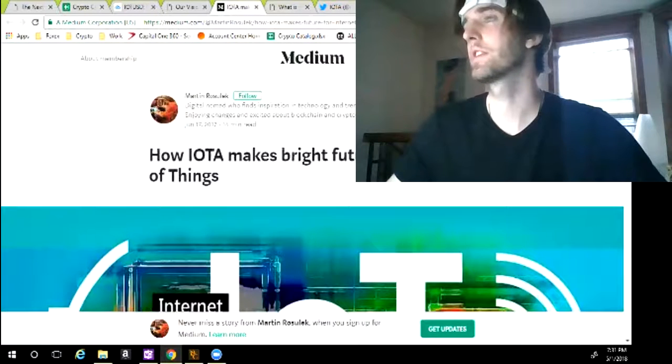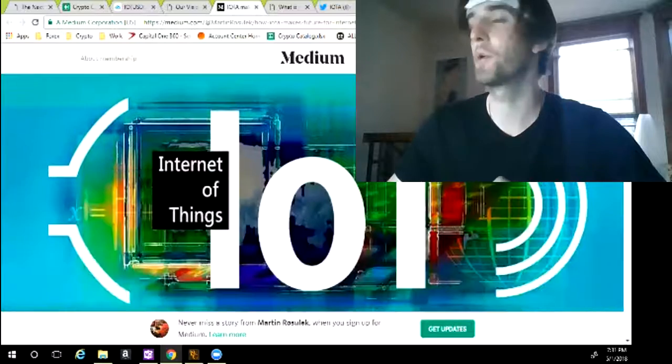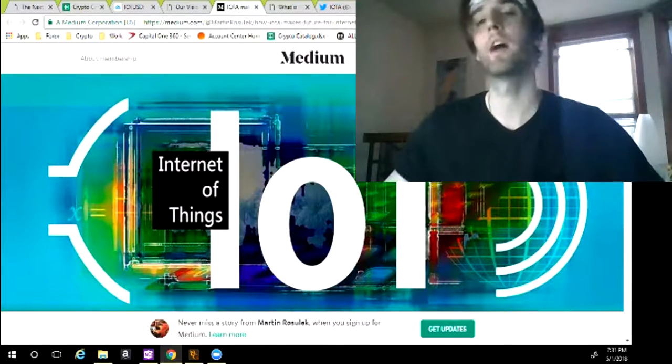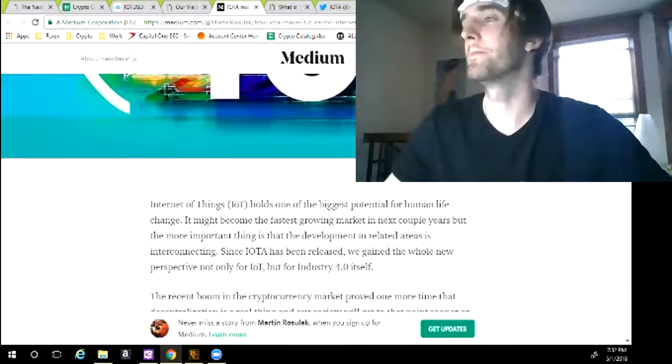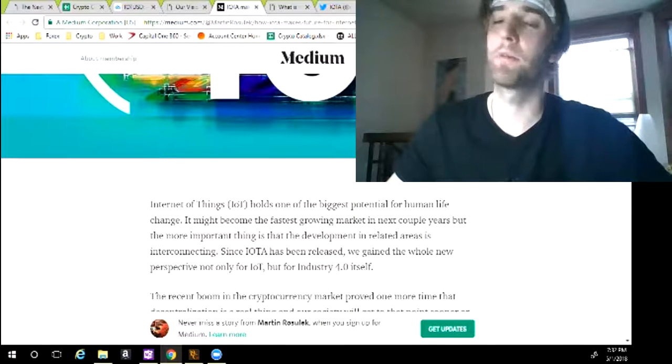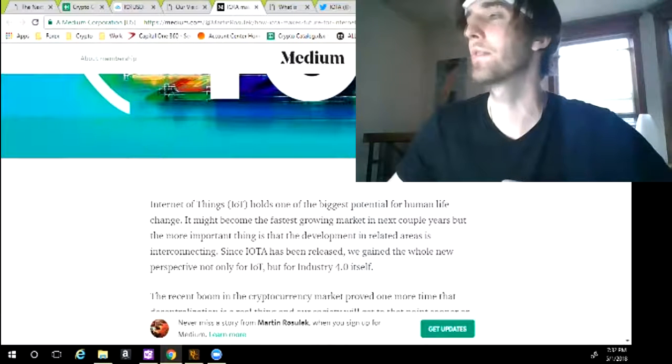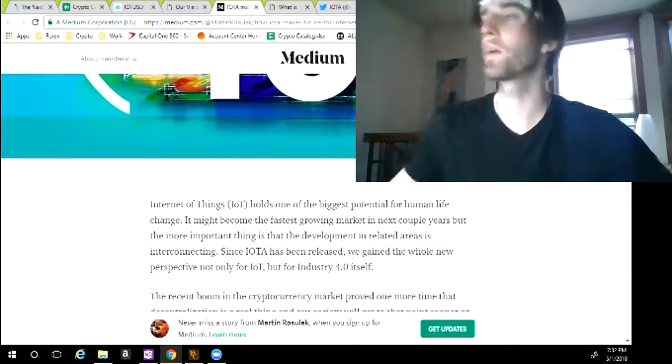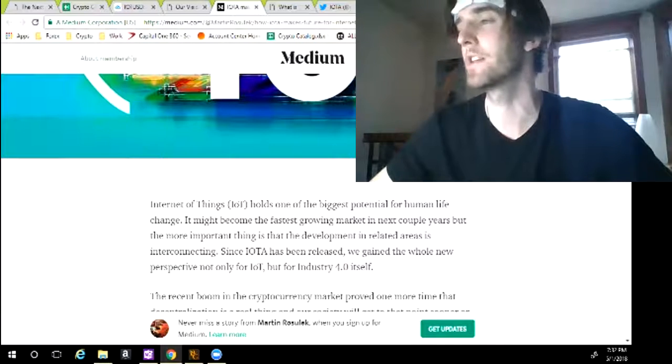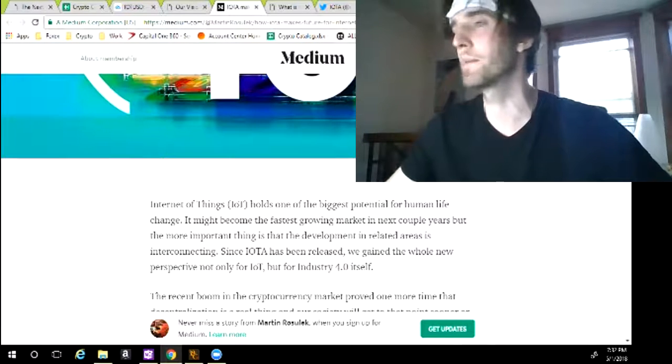Some interesting articles. This one, how Iota makes a bright future for the Internet of Things. I'll post this on the blockchain, on my crypto catalog in the resources. So Internet of Things, what I was talking about before, it's humongous. It holds one of the biggest potentials for human life change. It might become the fastest growing market in the next couple of years.